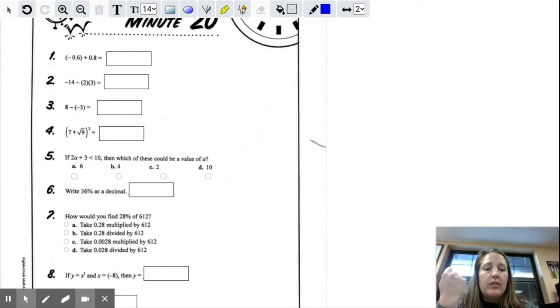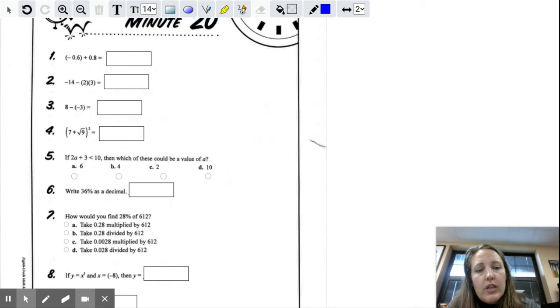So what is 7 plus 3? It's 10. 10 squared is 10 times 10, right? And that is equal to 100. Okay, so this is number 4. All right, so if you're struggling with number 4, you got that one.